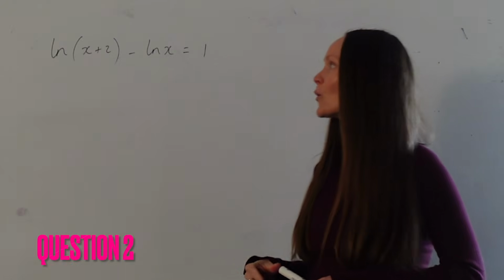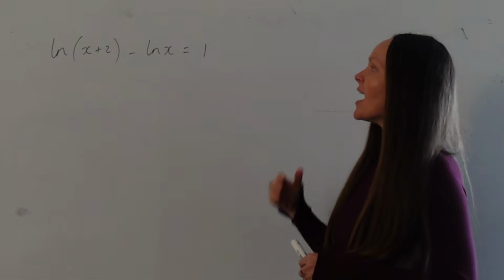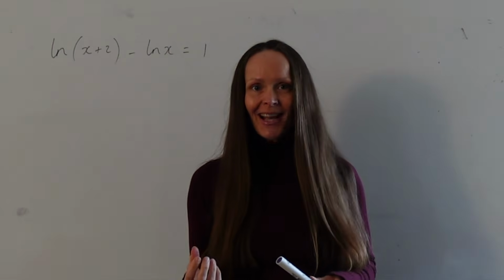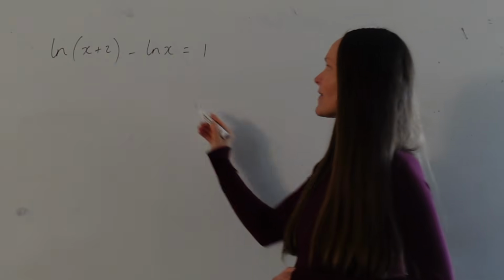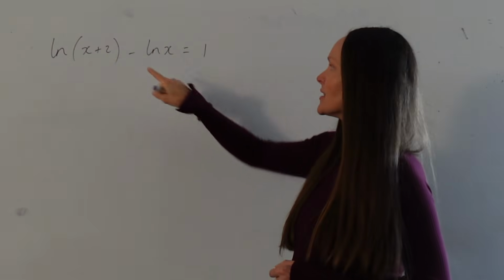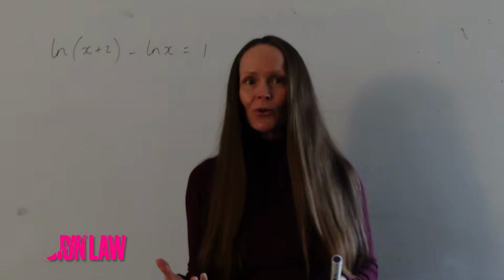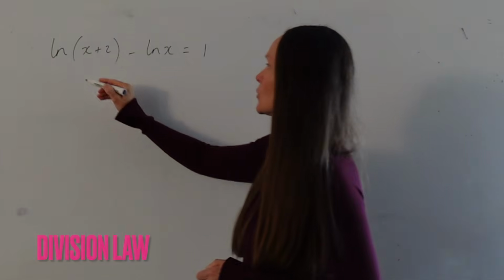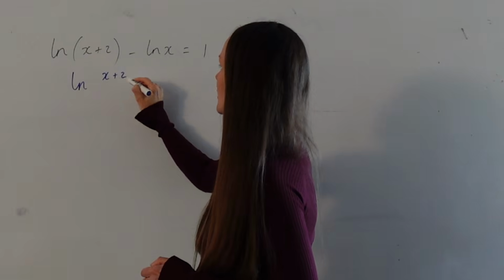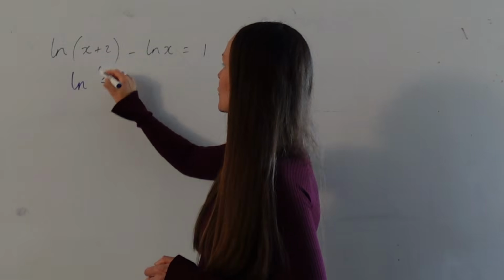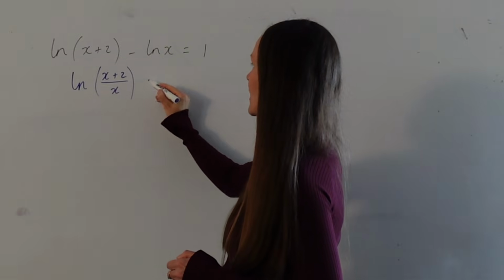Next we have to solve the equation ln of x plus 2 minus ln x equals 1, and again we have to leave our answer in its exact form. I'm going to use the logarithmic laws here to rewrite the left hand side of this equation. Since I'm subtracting these natural logarithms, I'm going to use the division law. So I can rewrite the left hand side as ln of x plus 2 divided by x. Remember, the one that you're subtracting is the one that you're dividing by here.